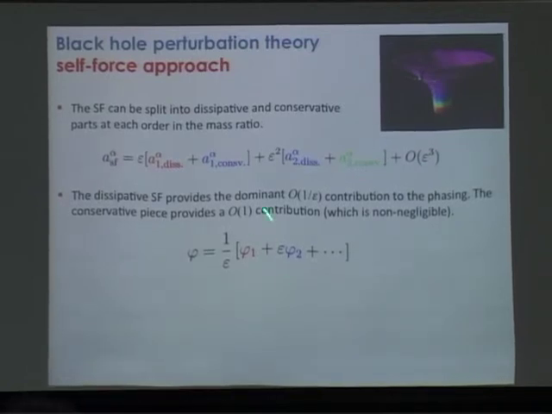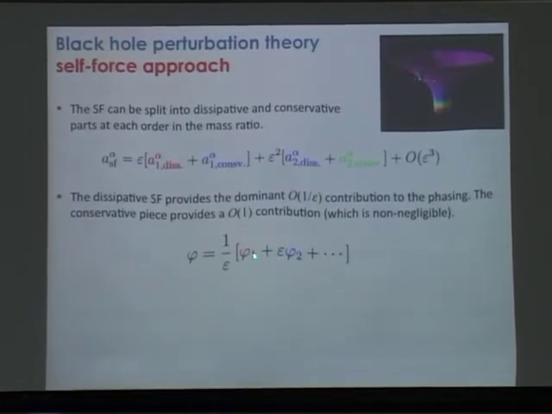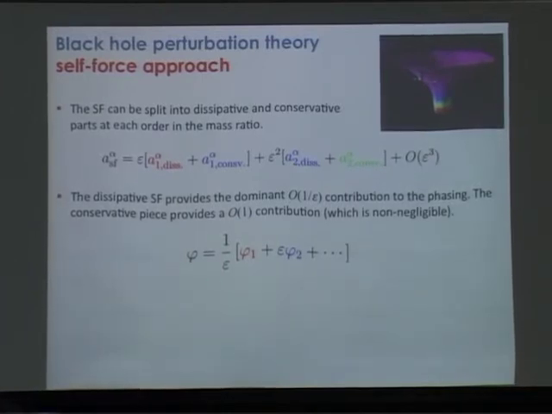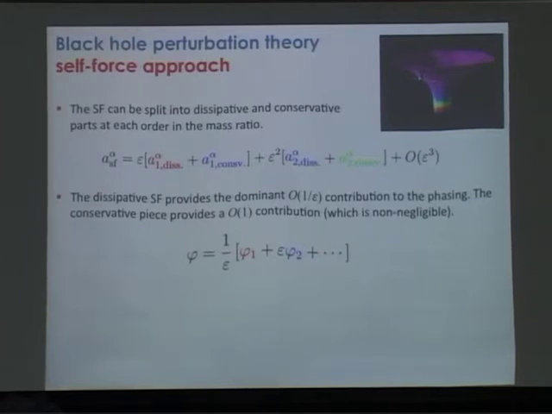Okay, so this dissipative effect affects the leading order piece of the phase evolution if I were to do an expansion in the mass ratio. This is the reason why this radiative approximation is actually pretty good, because that's the main effect. That's the big effect, just due to this dissipative piece of the self-force.